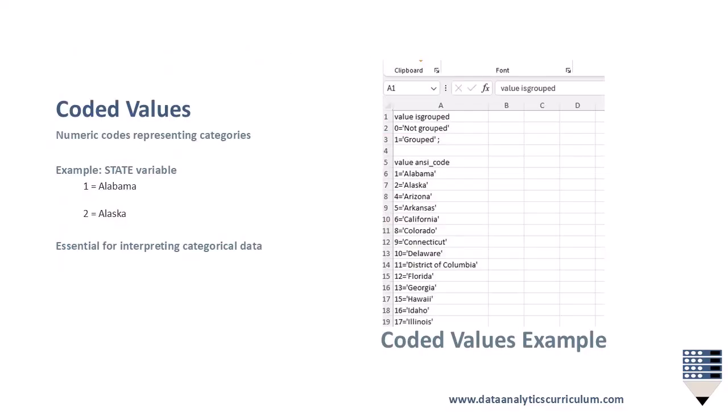Coded values. Coded values are numerical codes that represent text categories. They make datasets smaller and easier to process, especially for categorical variables. For example, suppose you have a variable called state. Instead of writing each state name, the data might use 1 equals Alabama, 2 equals Alaska, 3 equals Arizona, and so on. Without a data dictionary, these codes would be meaningless. So, always check how categories are coded before analyzing.